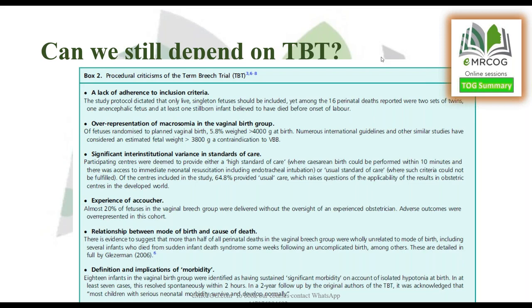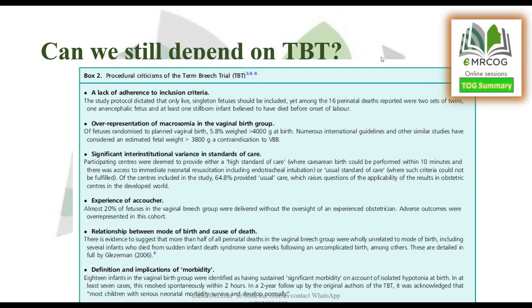Over-representation of macrosomia in the vaginal breech group. So they found that they had a lot of cases with macrosomia, more than the natural or the population risk of macrosomia. So presence of something like that led to difficulty of the vaginal breech. So this has affected the overall result of the Term Breech Trial.